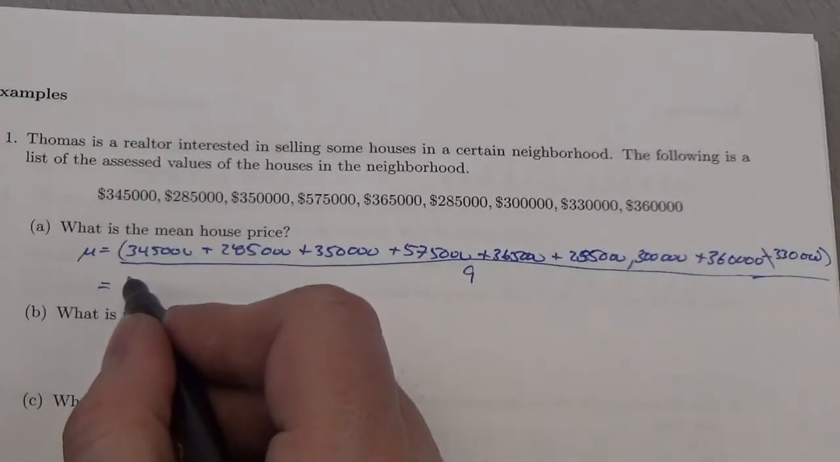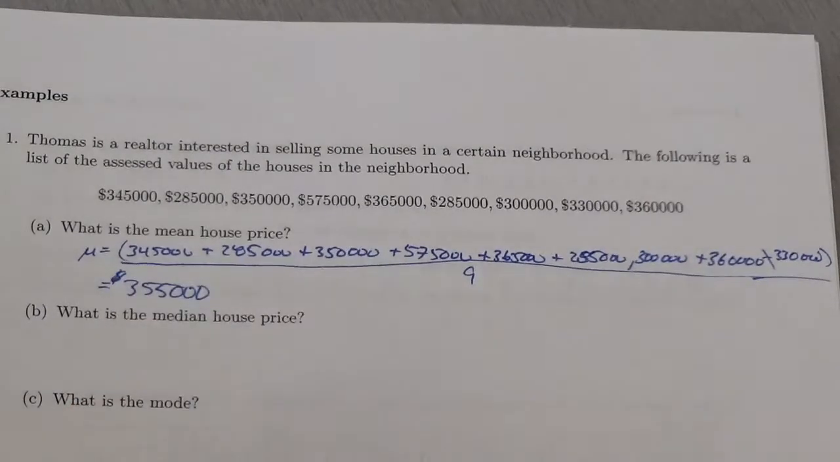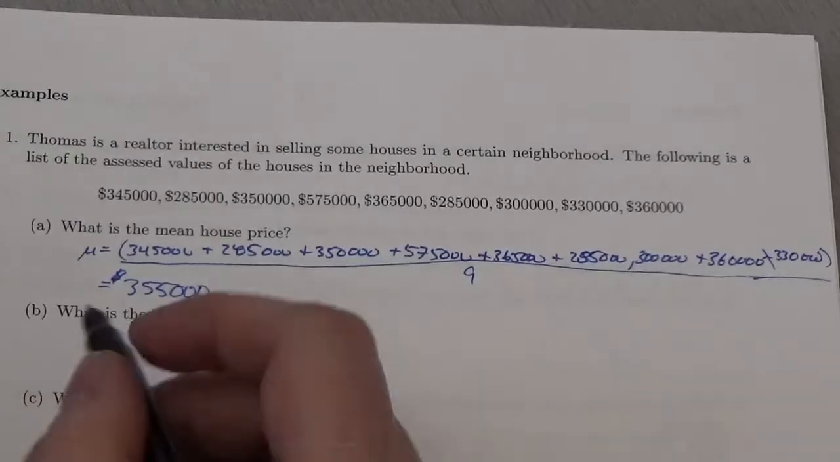And when I do that, I get the mean price is $355,000. Okay? Okay, so there we go. Now, what's the median house price?